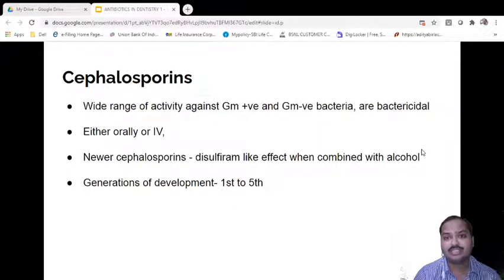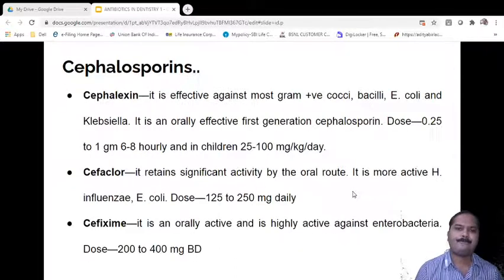In such cases, a disulfiram-like reaction will occur, and various generations of cephalosporins have been seen in their development from first to fifth generation, depending upon their spectrum of activity on various types of bacteria. Some cephalosporins to name are cefalexin, cefaclor, cefixime, all of which can be used in our odontogenic infections.